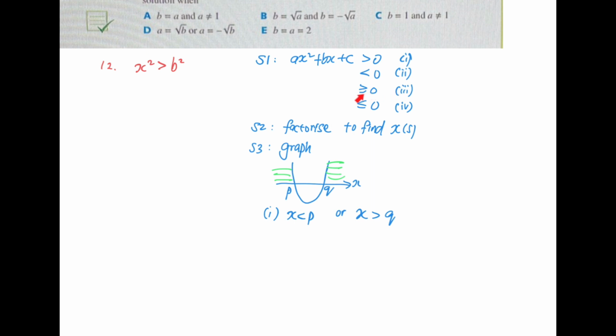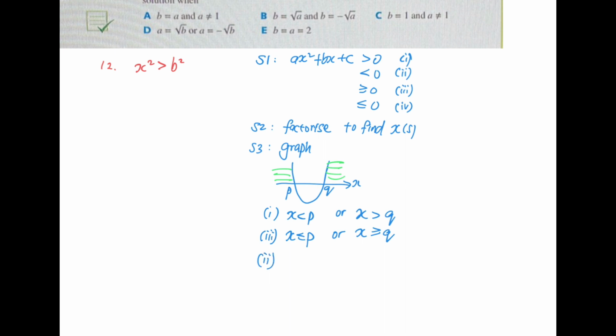For case 3 first. Case 3, because case 3 is kind of similar. It's just one equal there compared to this. So for case 3, the solution will look similar but with equal now. So with equal, like this.